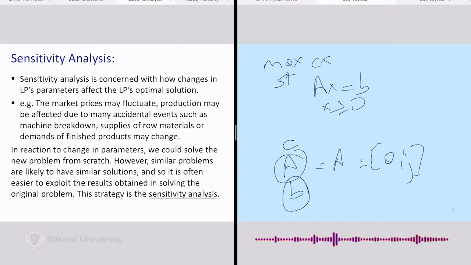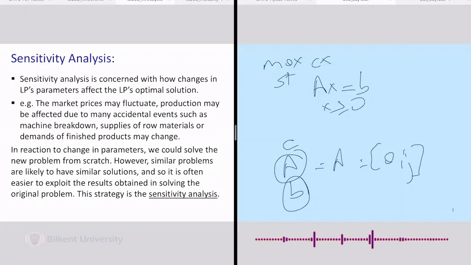Some other parameters like the market prices may fluctuate. Production may be affected due to some accidental event or machine breakdowns. Some supply of raw materials may not come. Demand may change. So in reaction to changes in parameters, there is always solving from scratch, of course. You put the new parameters in, solve it, whatever method you're using, and get the solution. Fine. This is always a valid thing that you could do.